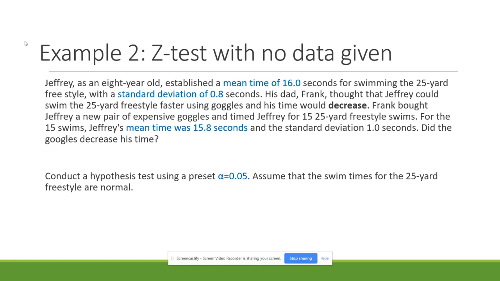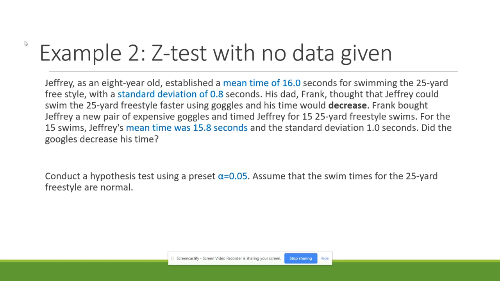Frank bought Jeffrey a new pair of expensive goggles and timed Jeffrey for 15 25-yard freestyle swims. For the 15 swims, Jeffrey's mean time was 15.8 seconds with a standard deviation of 1 second. Did the goggles decrease his time? Use a level of significance of 0.05. Assume the swim times for the 25-yard freestyle were normal. All right, so let's talk about what we have.